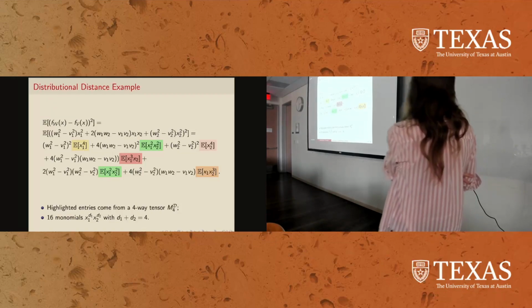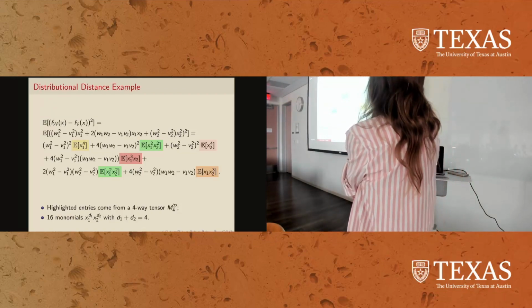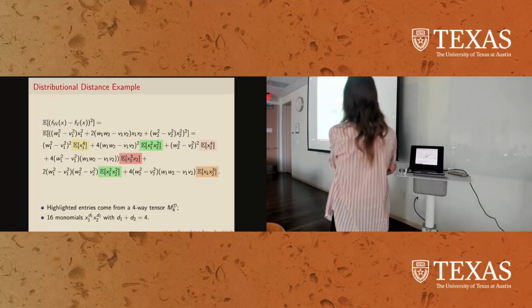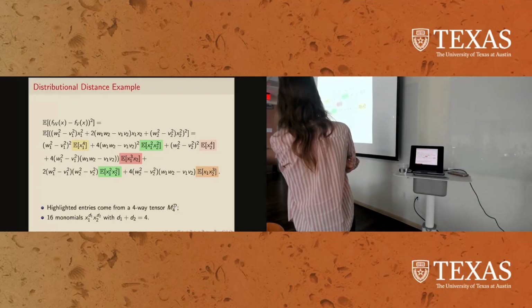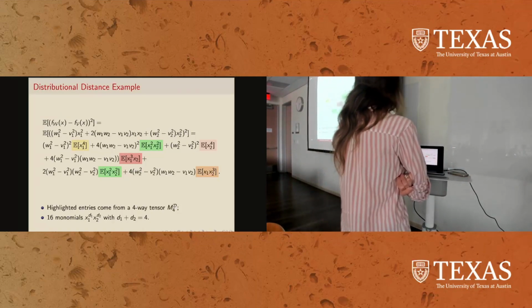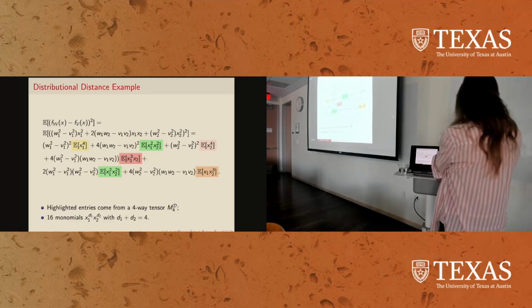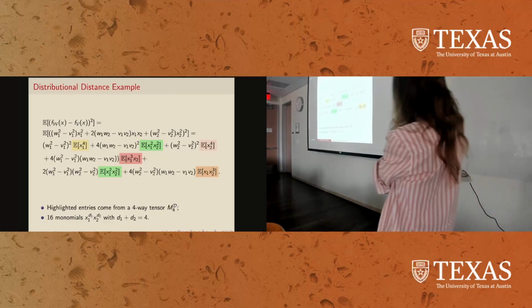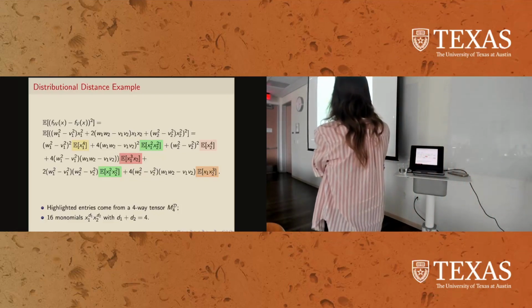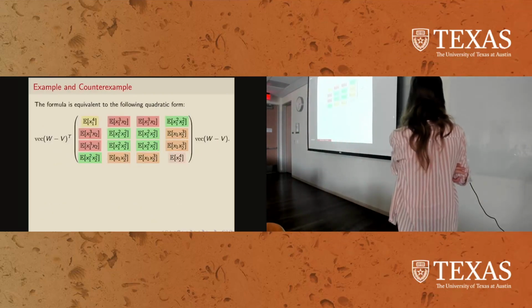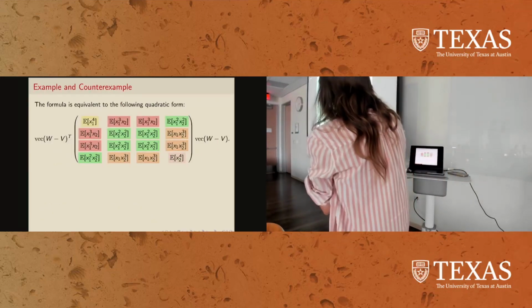And there are 16 monomials in x1, x2, such that the exponents add up to 4. So the theorem was saying that basically you can express this population loss that I just computed using certain quadratic form, right? So this is the quadratic form in question.